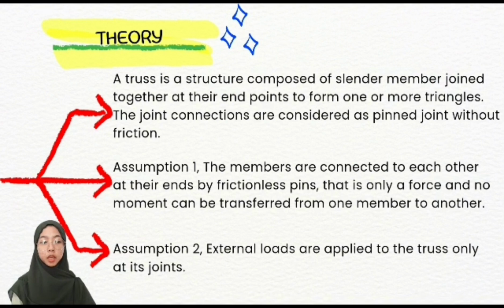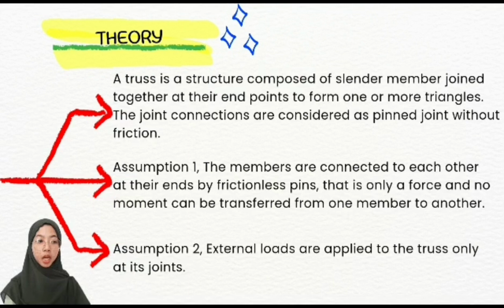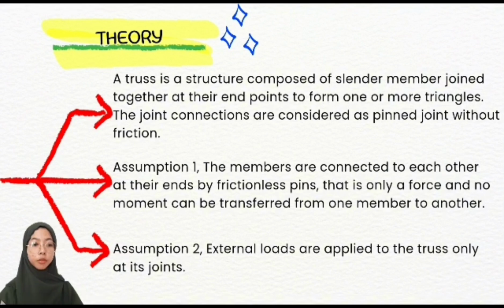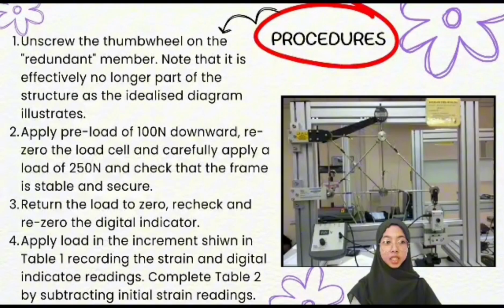In order to determine the forces developed in the individual members of the truss, two assumptions should be made. The first is that the members are connected to each other at their ends by frictionless pins, that is, only a force and no moment can be transferred from one member to another. The second assumption is that external loads are applied to the truss only at its joints. This is the material and equipment used for this lab.